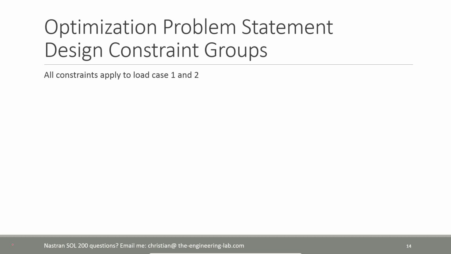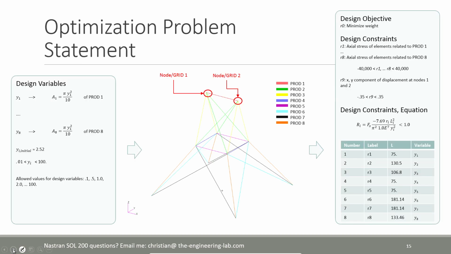Also, remember earlier I said that there are multiple load cases. We are going to apply all of those constraints to both load case 1 and load case 2. Now here is just a big snapshot of the optimization problem statement. Remember, this is composed of 3 things: the design variables, the objective, and the constraints. It's always important to have this drafted before you ever start your Nastran procedure.